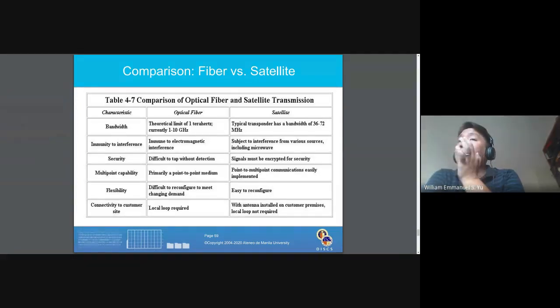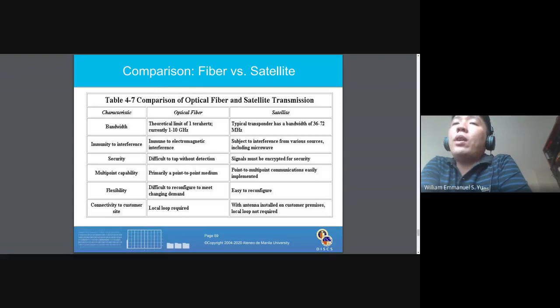Problema lang is that optical fiber is point-to-point. As I mentioned a while ago, you can't just cut the fiber in the middle and add another recipient. Fiber is always point-to-point. So you need to add another point, put another point-to-point connection. While satellite is point-to-multipoint. You can have one satellite in space, one ground station transmits to that satellite, and many recipients, many ground stations can receive it. So it's cheaper for broadcast use cases.